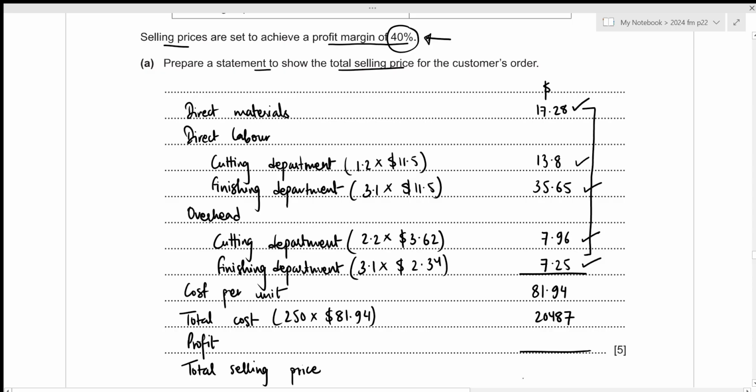And for this one, we need to use our profit margin of 40%. So if the profit margin is 40%, it just means that from the total revenue, 40% of the revenue is our profit, whereas the remaining 60% is our cost.